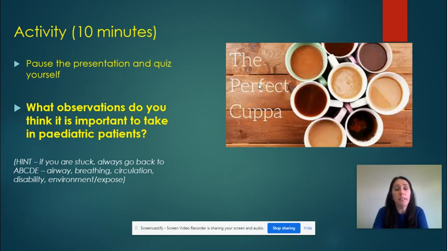So again, it's activity time. You can get yourself a drink if you want, or do whatever you want, or just crack on with it. So you're going to pause me and write down what OBS you think are important to take for paediatric patients.